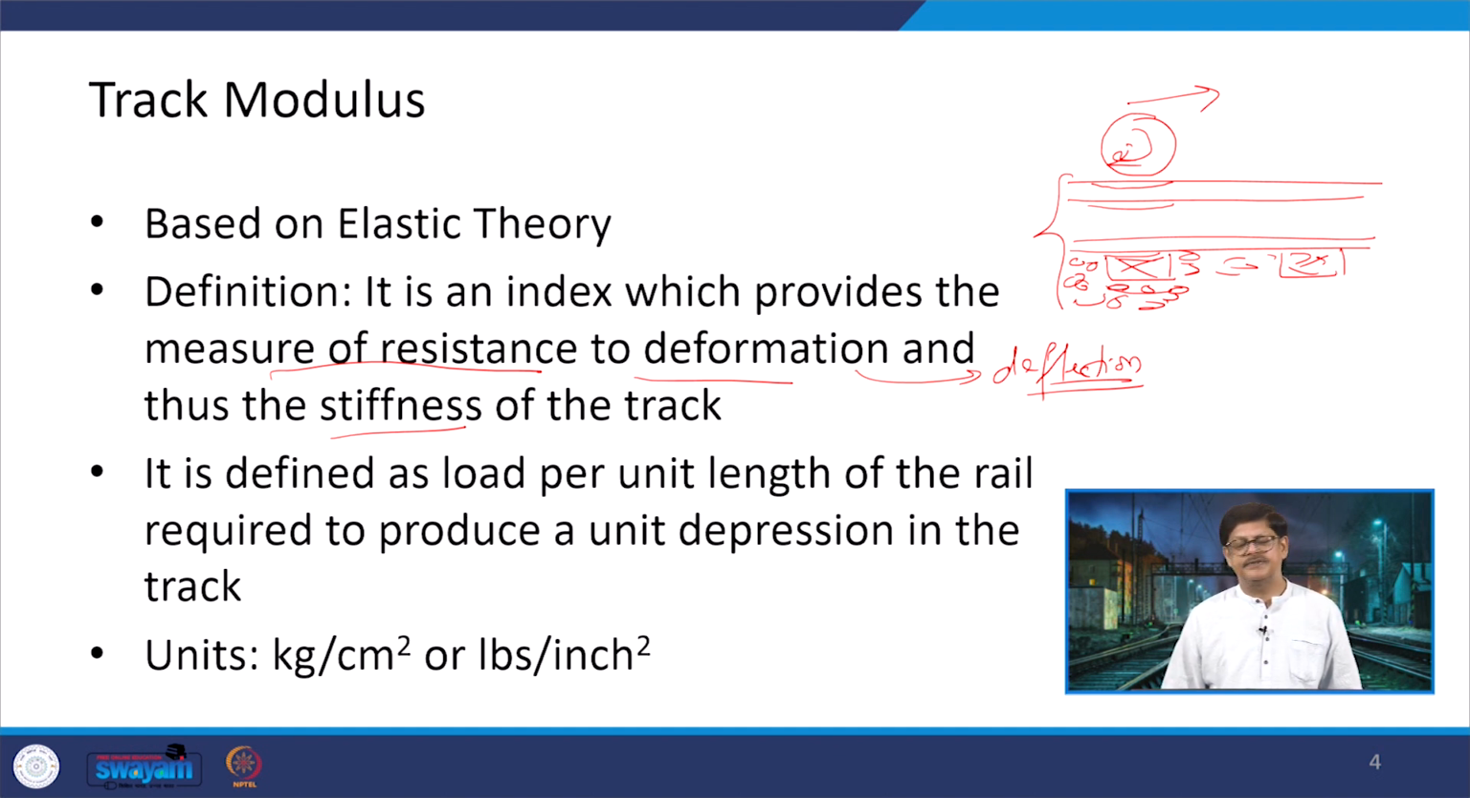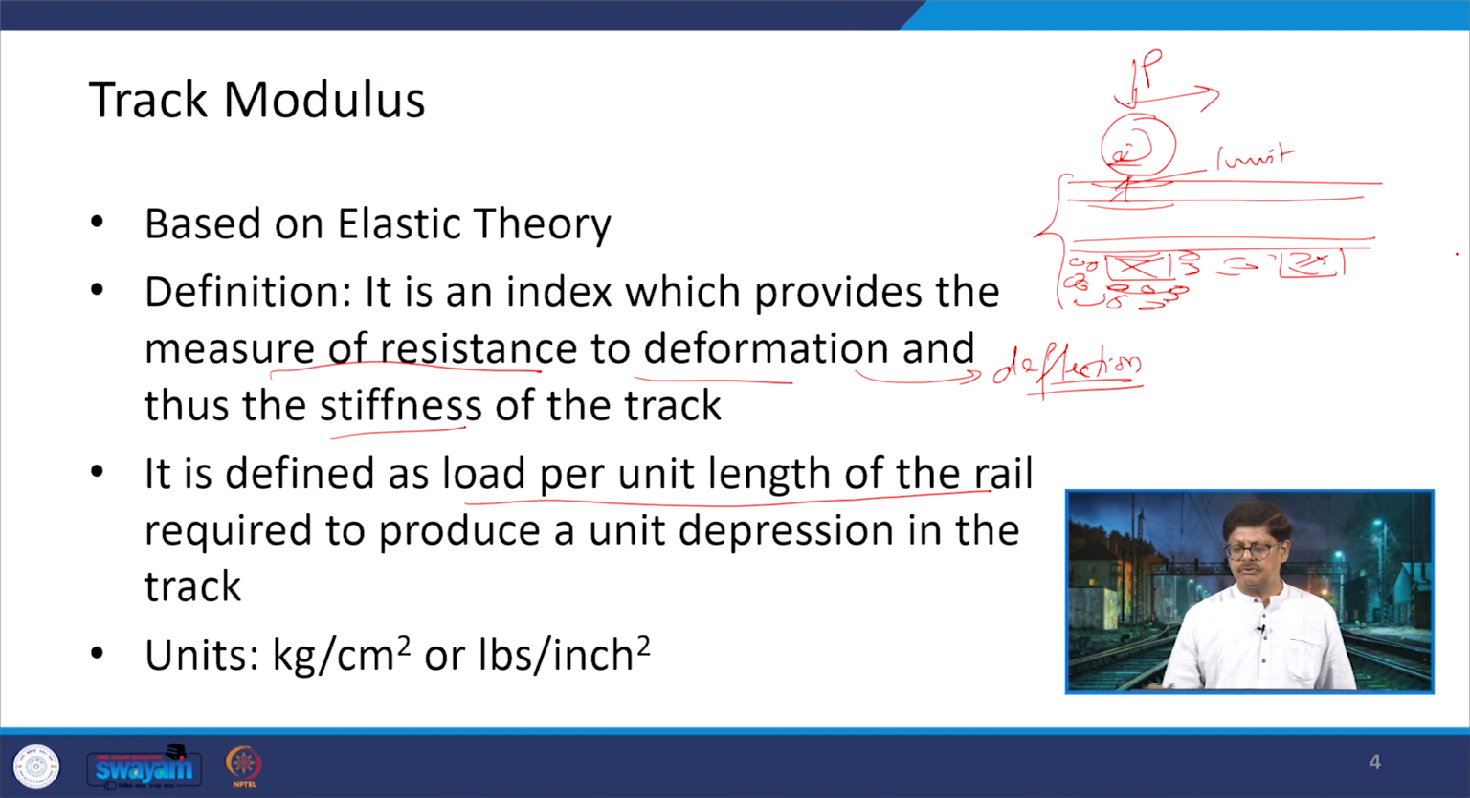And how do we define this value? We define it as the load per unit length of the rail which is required to produce a unit depression in the track. So, if we take this depression as 1 unit, and there is a load P acting here, and because of that load this depression has occurred.